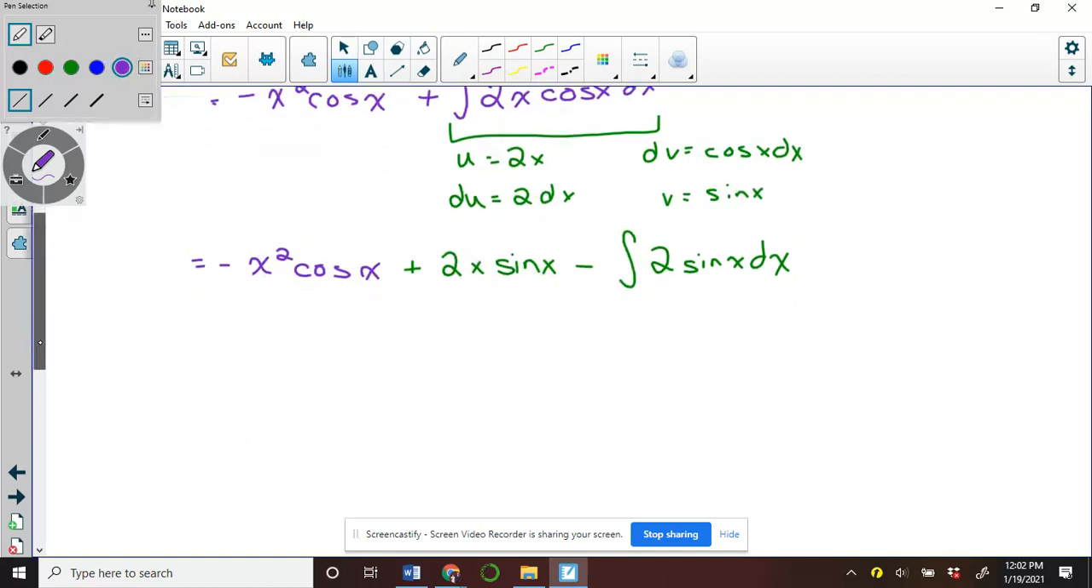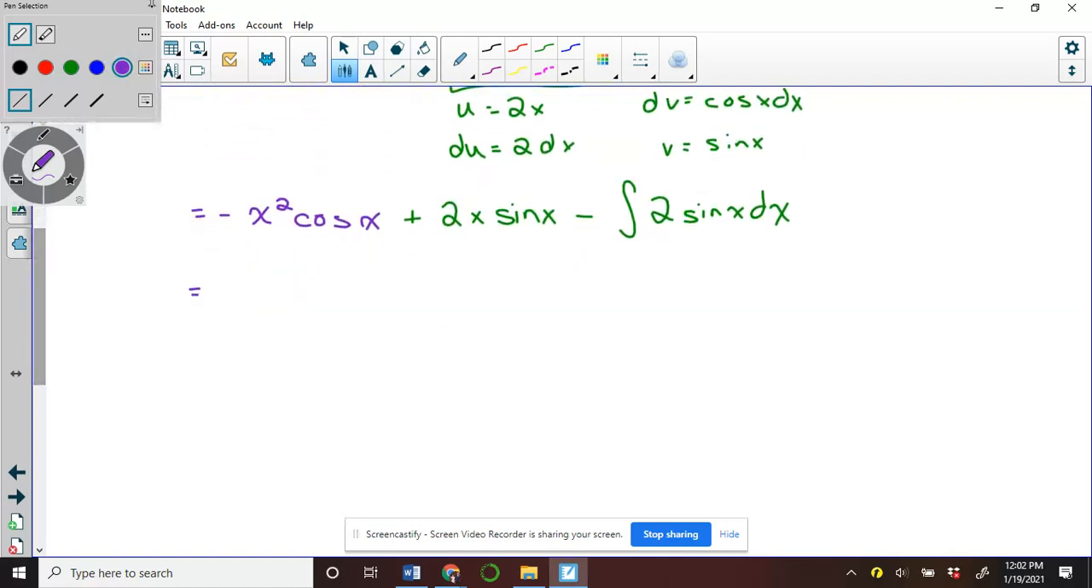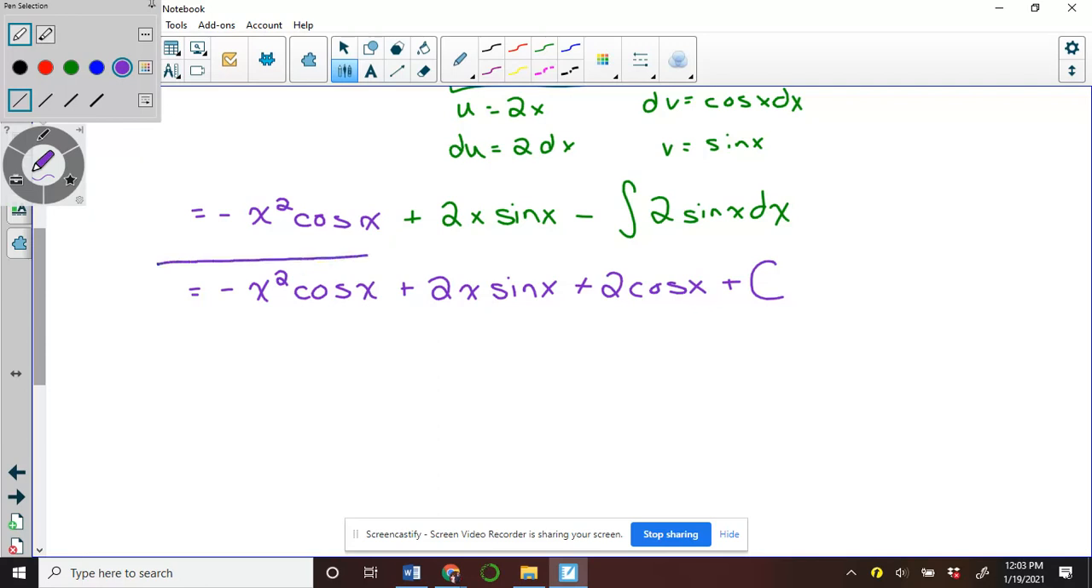We've finally reached the point where we can integrate. Therefore, we have a negative x squared cosine of x plus 2x sine of x. The integral of negative 2 sine of x would be a positive 2 cosine of x plus c. And that is our final answer from integration by parts.